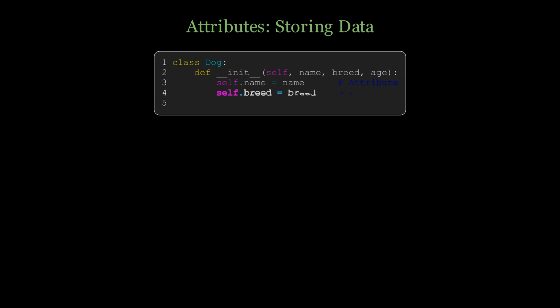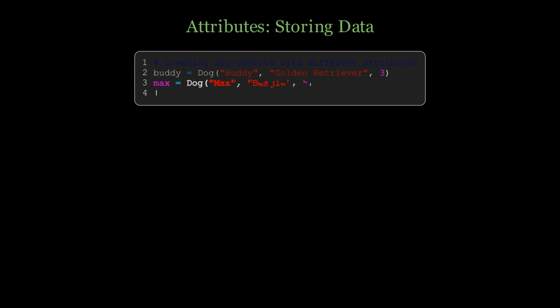Here we create 3 attributes: name, breed, and age. Self.name means this object's name. Self.breed means this object's breed. Each Dog object will have its own name, breed, and age. The values come from the parameters passed during object creation.